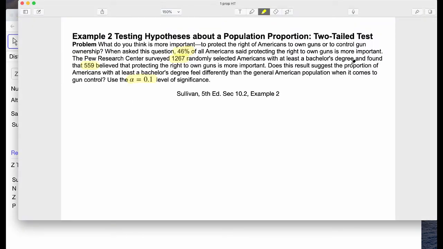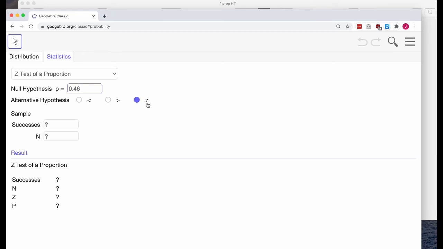Does this result suggest that the proportion of Americans with at least a bachelor's degree feel differently? So there's that keyword, differently than the general American population. So different is a word to show some sort of change. Was it more? Was it less? We don't know. So a not equals or different than equal to is what we'll choose for the alternative hypothesis. If the word had been more than 46% or increased, then we would have chosen this right-tailed test. So right now we have a two-tailed test.